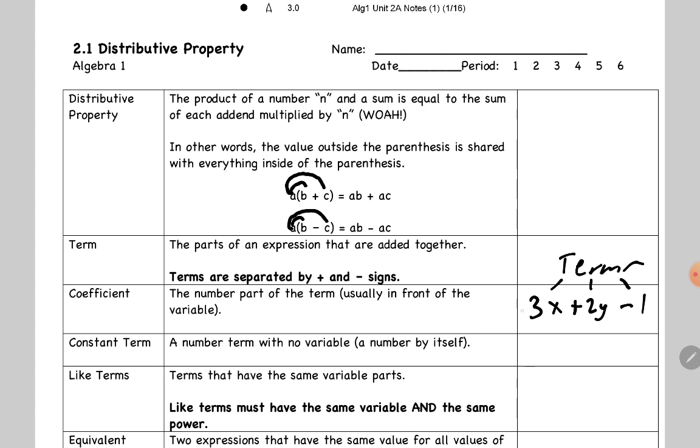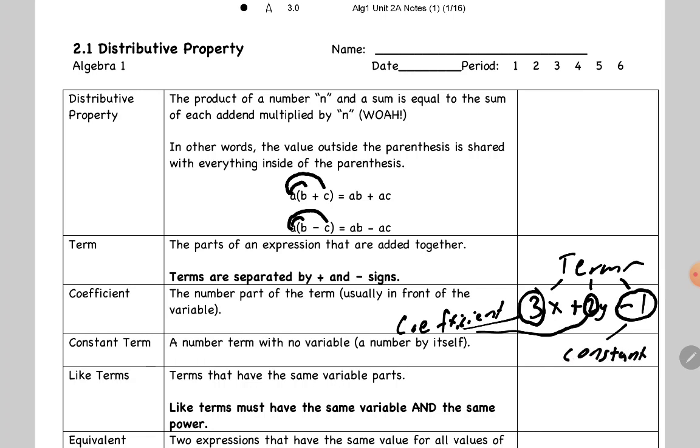Coefficients are the numbers in front of the variable. So that's a coefficient, and the same with this 2 in front of the 2y. A constant term is this negative 1 here. A constant term has no variable. It's just a number. So that's a constant.